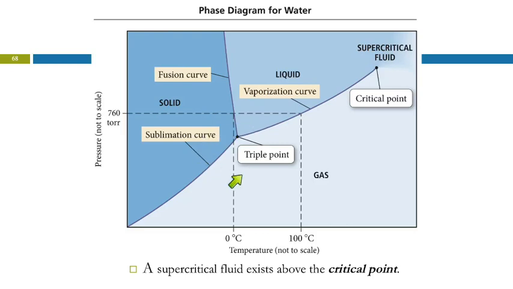There's a place, though, where the solid, the liquid, and the gas intersect, and that's called the triple point. At that particular pressure and temperature, all three states are present at the same time. Up here we have the critical point. Above this temperature, there's no more line because there's no more distinction between liquid and gas. It's a supercritical fluid.